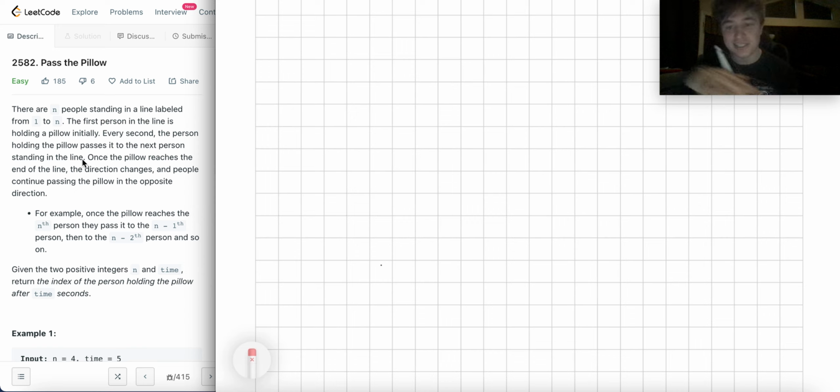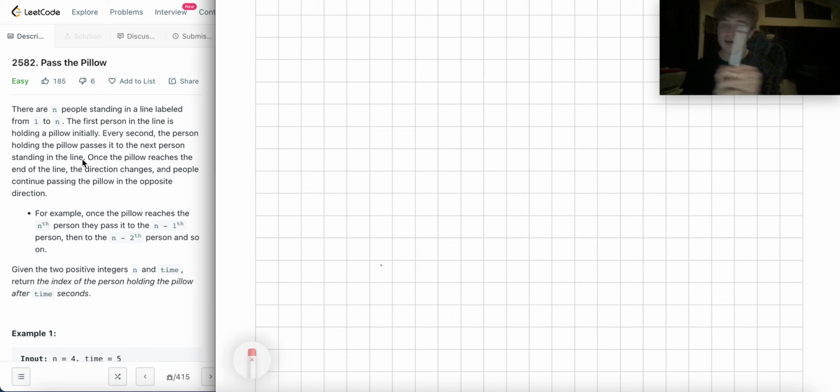Once the pillow reaches the end of the line, the direction changes and people continue passing the pillow in the opposite direction. Okay, so you can kind of imagine, a person's holding the pillow, they pass it to their right, they keep passing it to their right until the pillow gets to the end of the line, because the person at the end of the line is going to be holding the pillow and be like, well, I got no one to my right to pass it to, so they're going to pass it left. And now people are going to pass it left until it gets to the beginning of the line. And then when it gets there, if there's still time remaining, that person's going to have no one to pass it to their left, and they're going to have to pass it right.